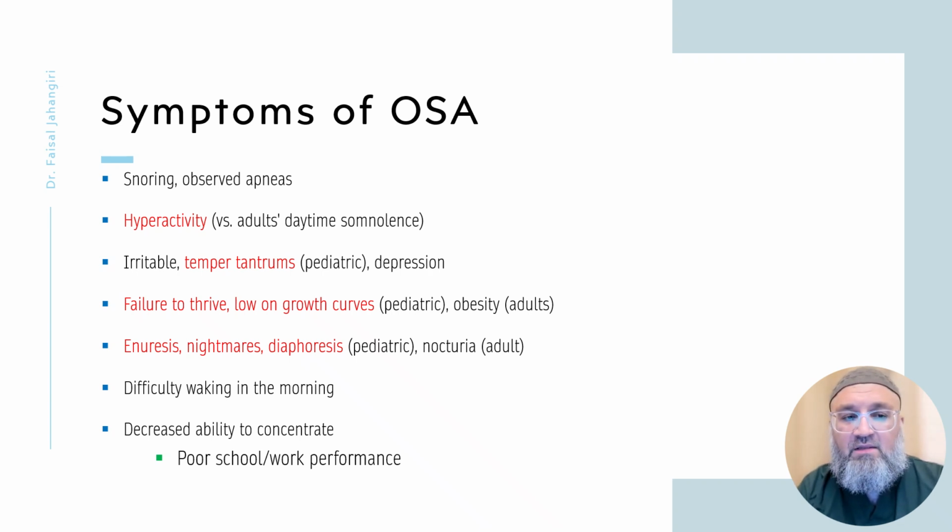So the children's growth is reduced. They have low growth curves, and it leads to obesity. In pediatrics it can cause enuresis, which is urinary incontinence, and causes nightmares, and also diaphoresis, which is increased sweating. In adults it's called nocturia, not urgency for urination.